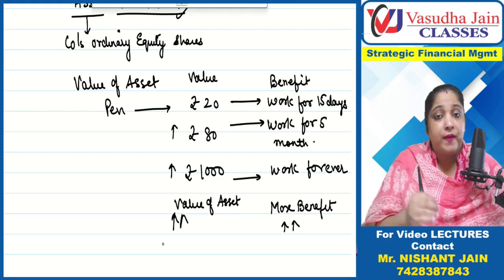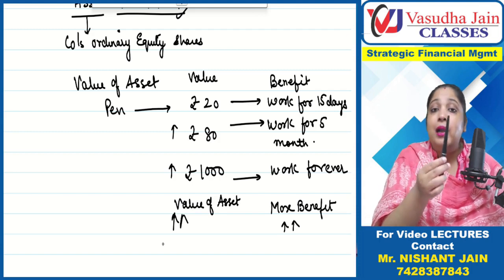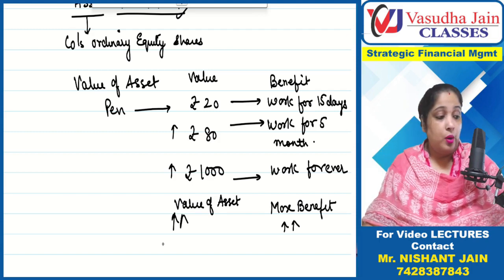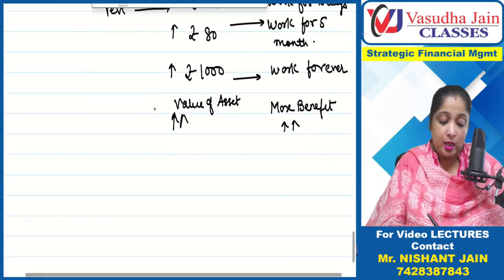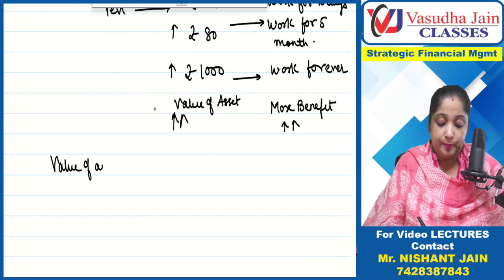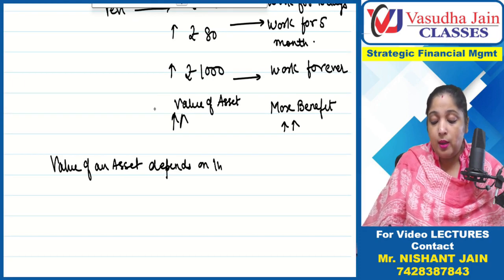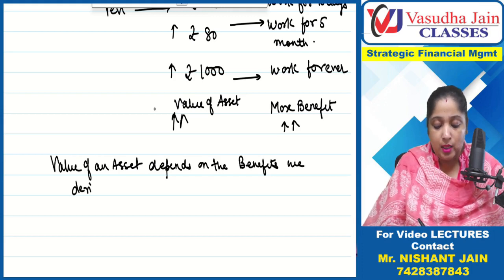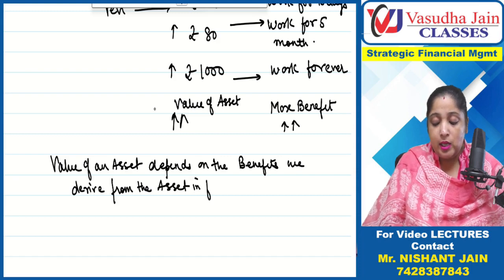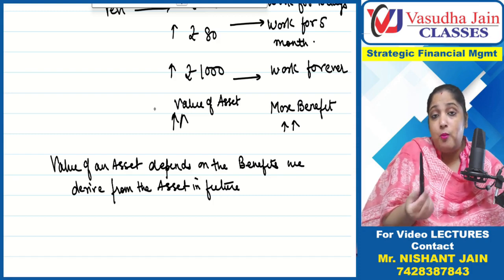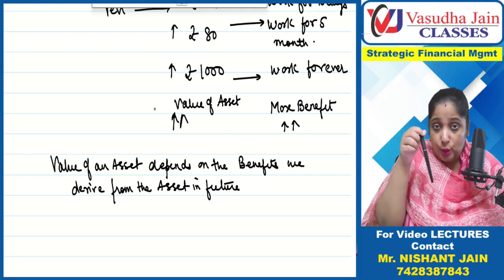That means the value of an asset depends on the benefits we derive from this pen. So this is the conclusion that we are driving: the value of an asset depends on the benefits we derive from the asset in future. If you are going to get more benefit from this pen, then you might be willing to spend more on this pen as of today.